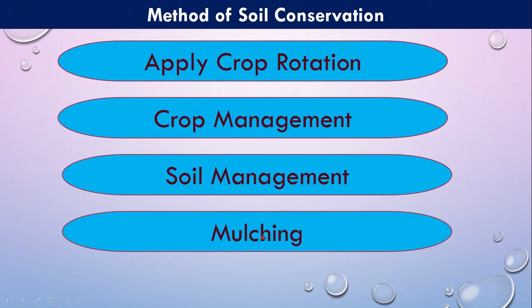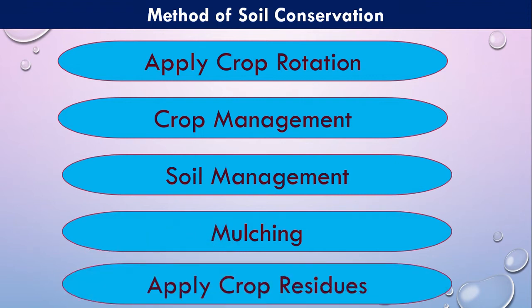Mulching is very important for your CQ or creative question. Sometimes questions come like this: what is mulching, or explain the mulching process. Then you can write like this: the process by which water hyacinth, dry leaf, or dry straw is applied on the top of the soil for keeping the moisture content is called mulching.